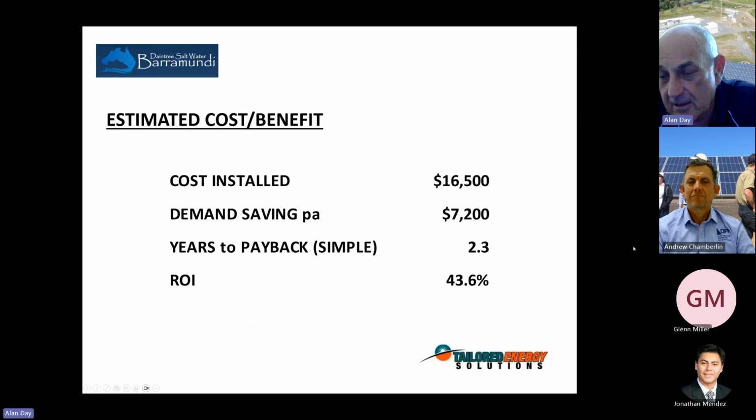And what that does in terms of a project is the cost of the project, as I said, trying to be reasonably conservative, 16,500. The demand saving for that reduction that we've achieved, taking it from 154 kVA to be the same as the 130 kilowatts, is a saving of 7,200 a year, which is a 2.3-year payback and close to a 44% return on investment. So great project. I think most people would think that's a pretty good thing to be looking at.